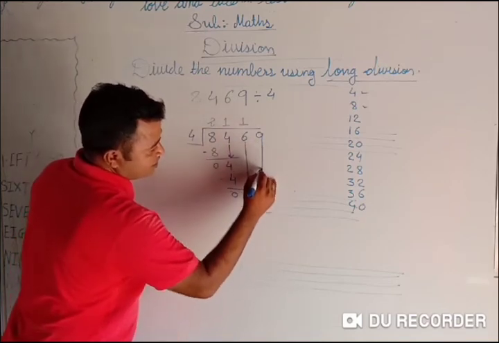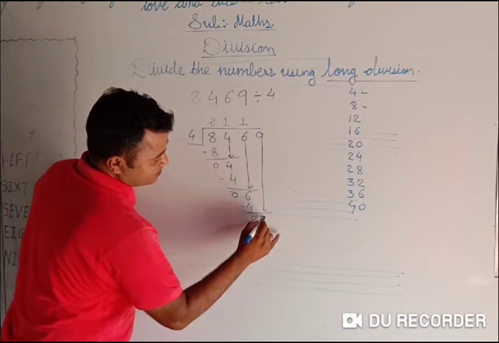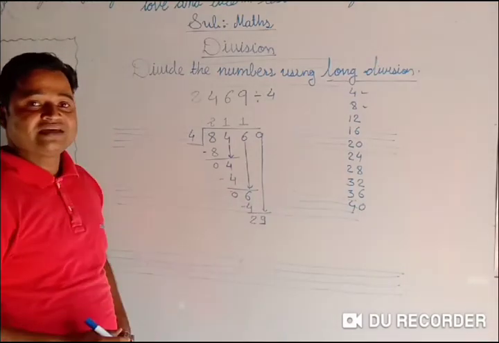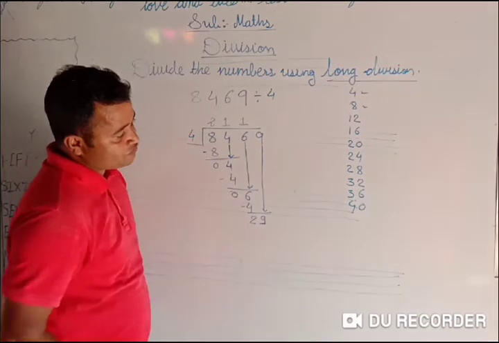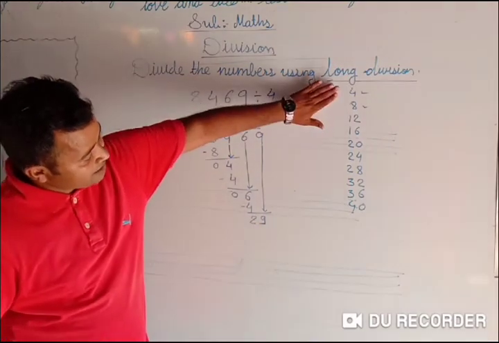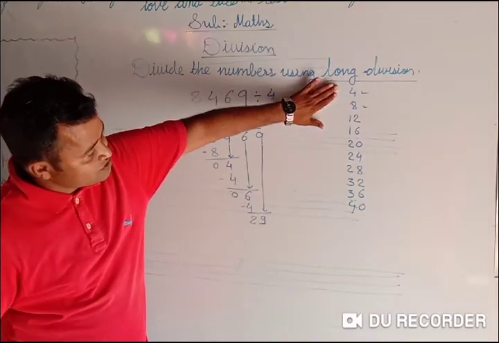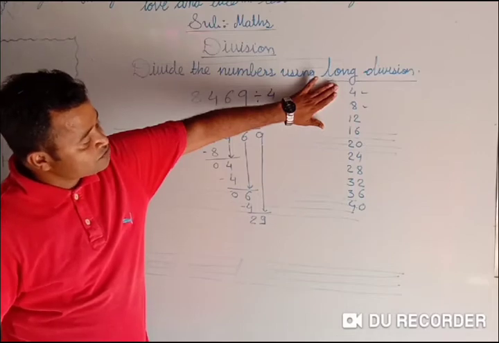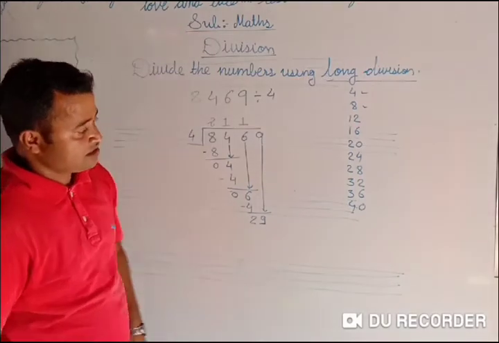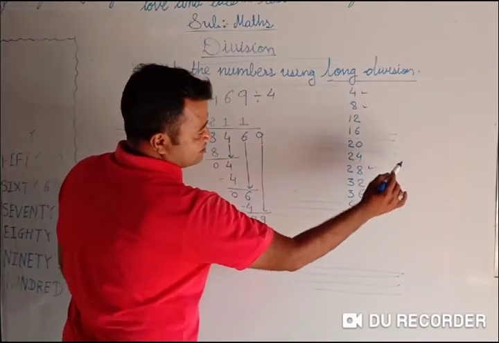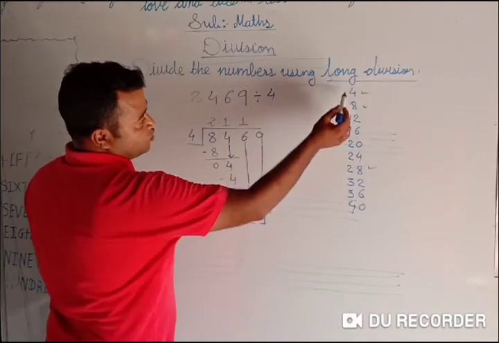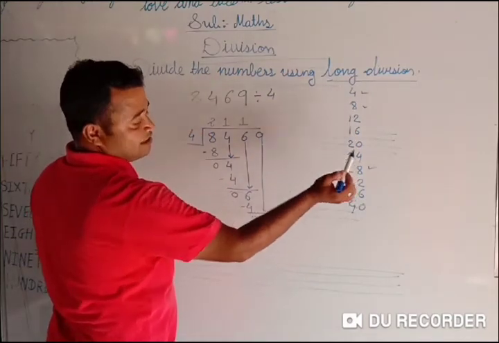And then I have to bring 9 down. Now the number is 29. Does 29 come in the 4 times table? Just go through it. You will find that no, 29 does not come in the 4 times table. Then which is a smaller number than 29? So the answer is 28. Right? And where does it come? 1, 2, 3, 4, 5, 6 and 7.